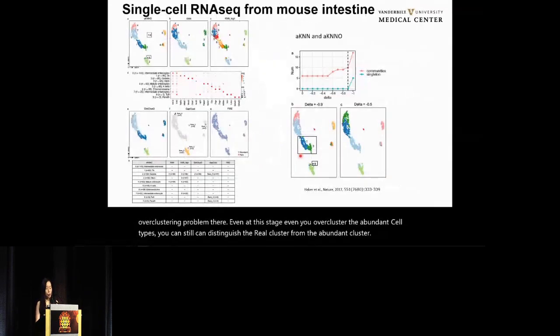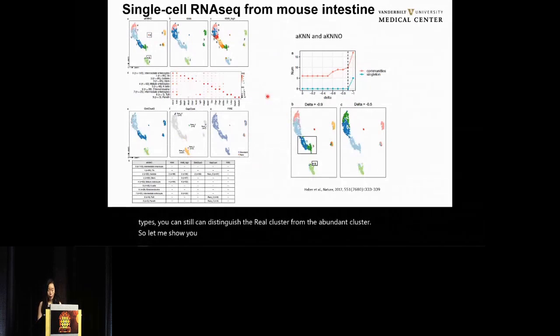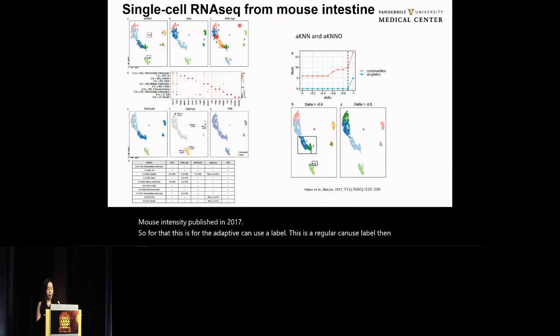So let me show you several real applications. This is a simple data set from the mouse intestine published in 2017. This is for the adaptive K-means label. This is a regular K-means label, with the same resolution. This is a K-means label with very high resolution.